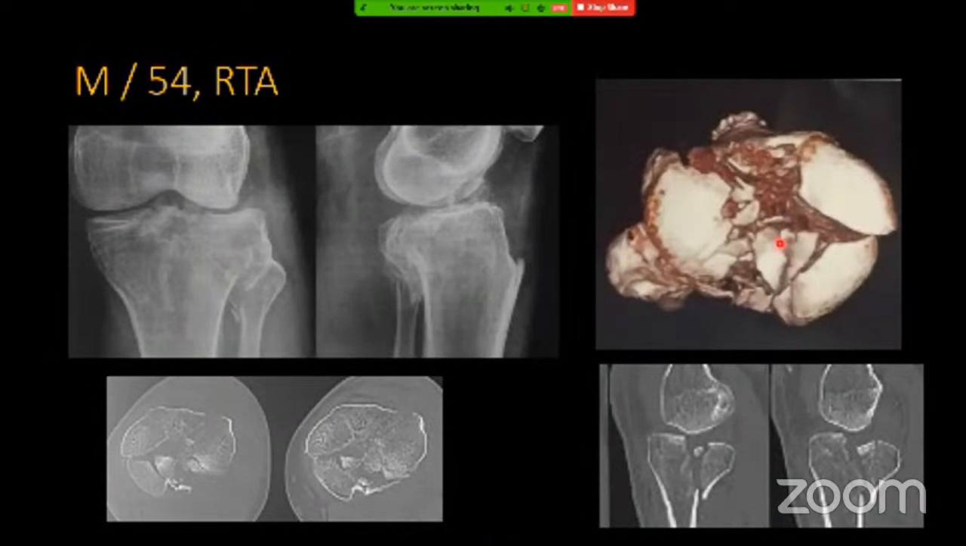and then you can do plating from the posterior aspect. Another case where you can see there is a lateral tibial condyle fracture also, and there is a medial coronal split.